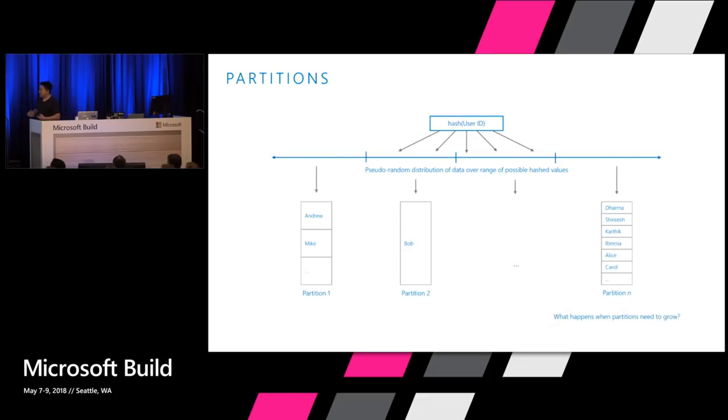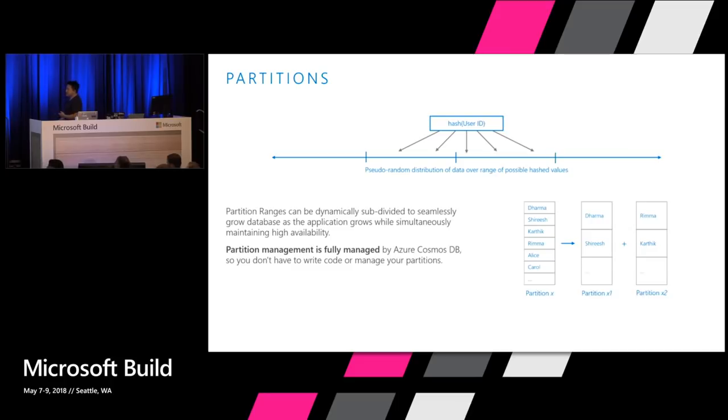Now, the really nice thing about consistent hashing is what happens when you want to dynamically grow or shrink this cluster. Let's say this partition on the end here, the fourth one, is growing and starting to fill up. What we can do is monitor this ahead of time and do what's called a split. For that range of values, Dharma, Sharish, Karthik, Rima, Alice, and Carol, we can give them double the storage and double the throughput by splitting them up such that half the partition key values go to one partition and the other half go to another partition.